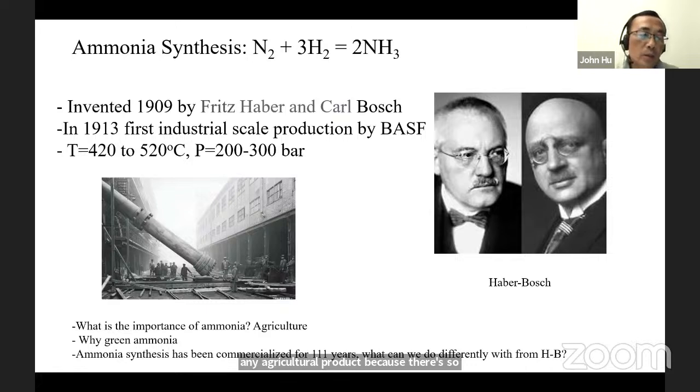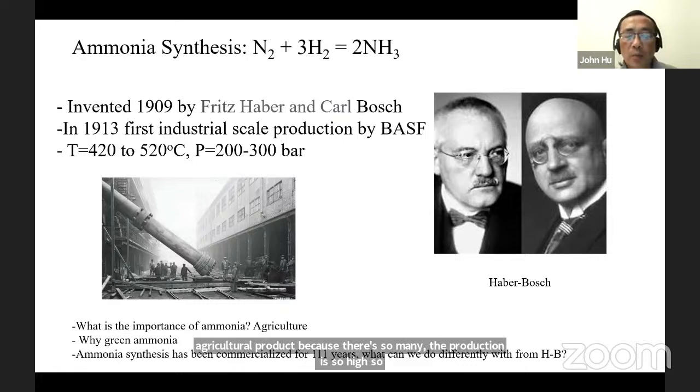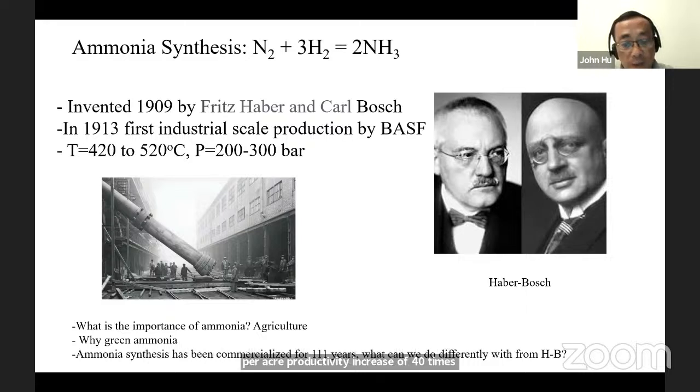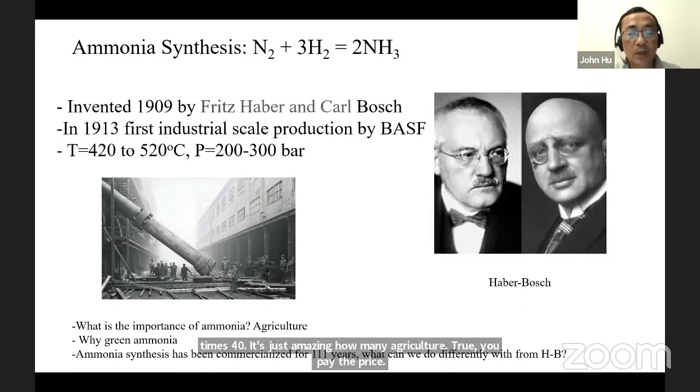So let me repeat one more thing. Because of ammonia, compared to 100 years ago, per acre productivity increased 40 times, which means if you go back to the 19th century, each acre produced X, and today it is X times 40. It's just amazing, the ammonia fertilizer. True, you pay the price because ammonia is very expensive. Okay, so anybody have any questions?